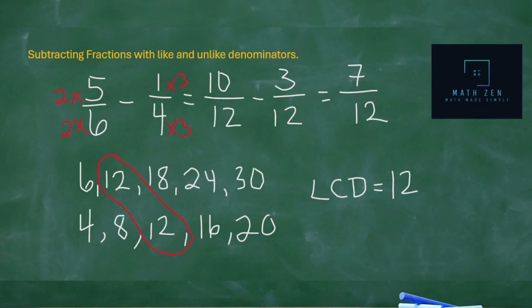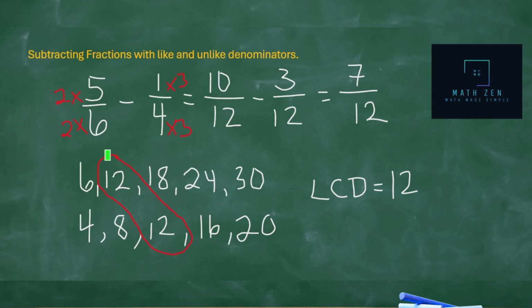All right, now that we've got the easy stuff of subtracting with like denominators out of the way, let's go ahead and try to tackle one of these that has unlike denominators. So just like with addition with unlike denominators, you have to find a common denominator to rename your two fractions. And again, I always teach my kids to find the LCD.